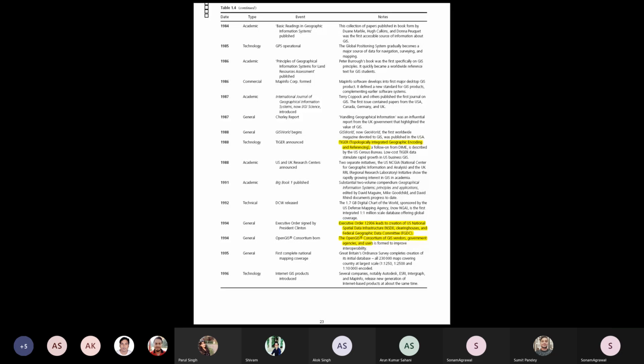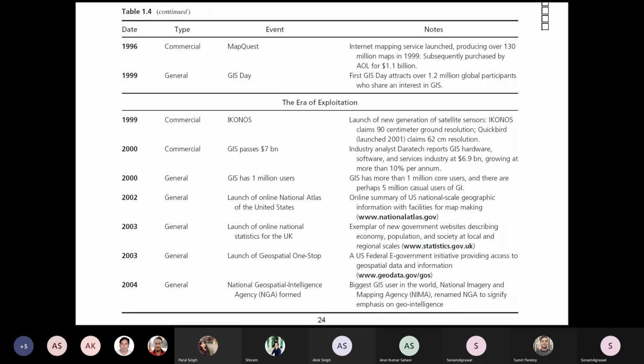Then over the time, several GIS related products were launched by companies like Autodesk, ESRI, Intergraph, MapInfo, and they started to produce a whole set of products that are internet based. So this is all about the era of commercialization.